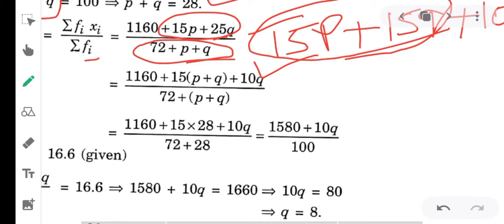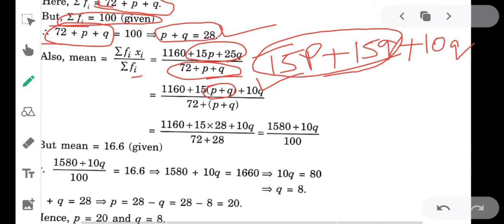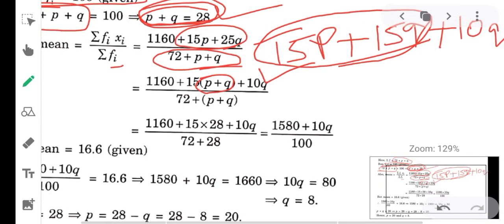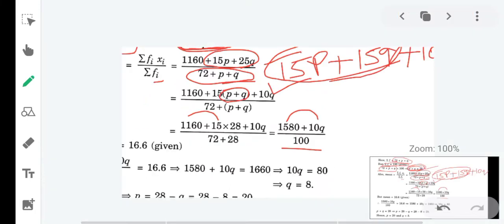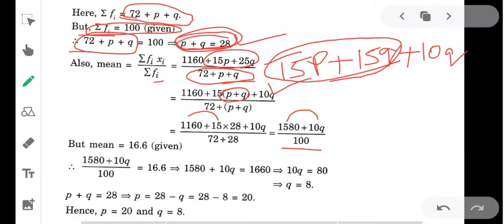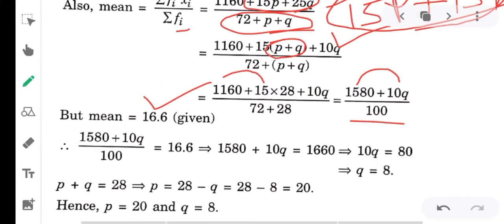p plus q is how much? 28. Here the p plus q value is 28, so put the value of p plus q. So this will be 1160 plus 15 into 28 plus 10q divided by 72 plus 28. Clear? So this will be 1580 plus 10q by 100. This is the mean. But the mean is given as 16.6. So we can write 1580 plus 10q by 100 equals 16.6.